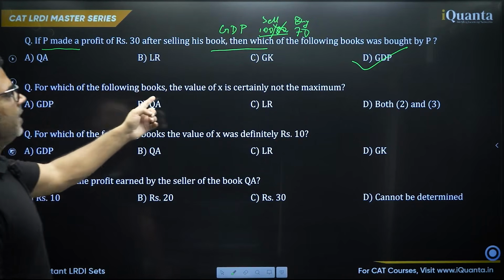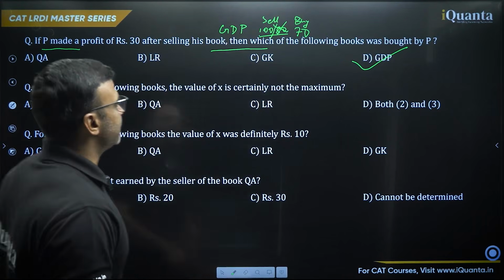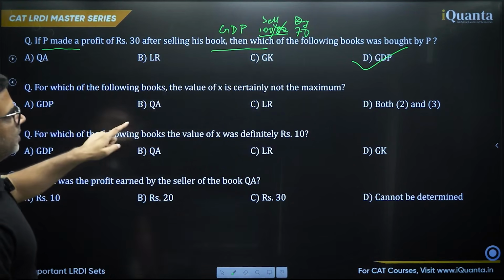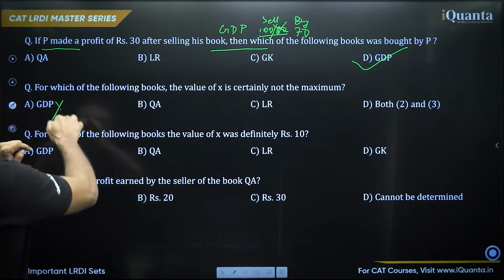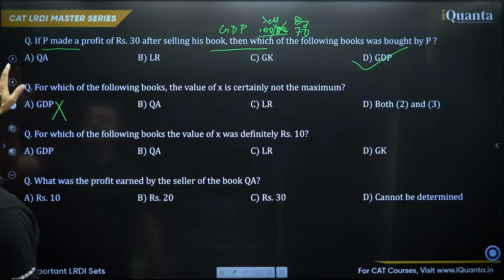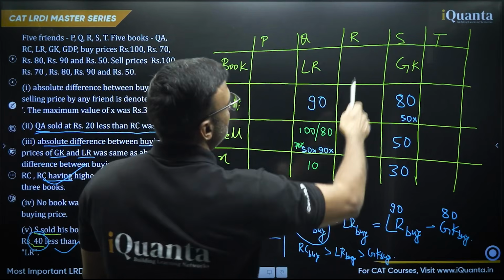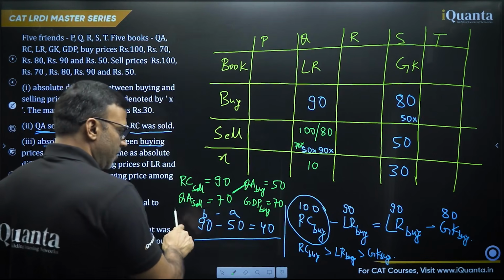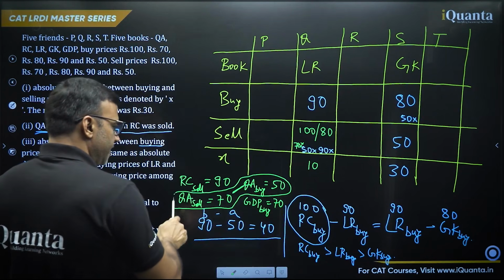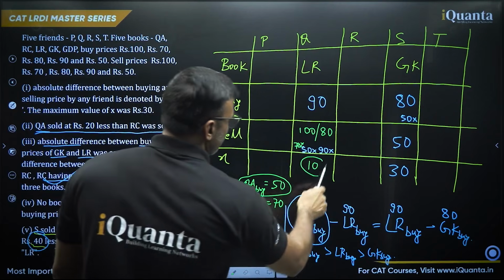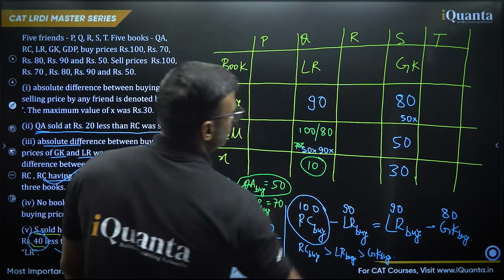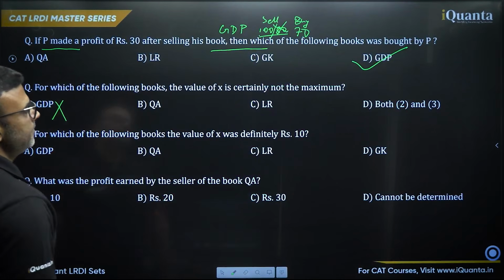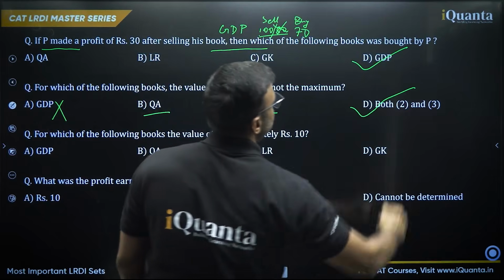Now, for which of the following books is the value of X certainly not the maximum? Certainly not the maximum. For GDP, it may be the maximum. What about the others? So GDP cannot be the answer. What about QA and LR? QA, definitely 20 is the profit: buy 50, sell 70. And LR, definitely either 10 profit or 10 loss. So it is definitely not the maximum. So what we have here is either QA or LR, and hence option D is the correct answer.